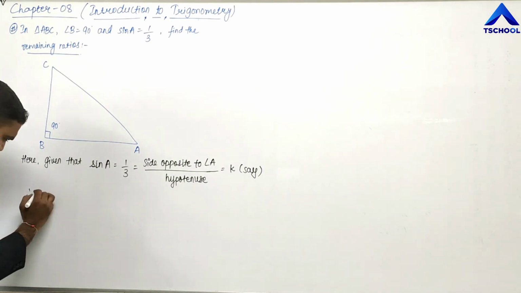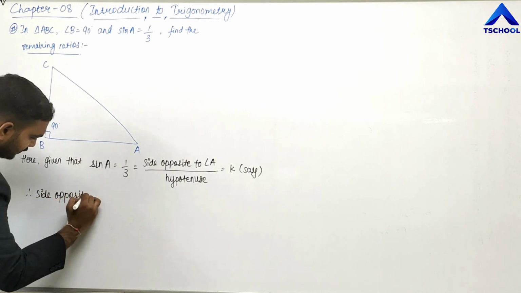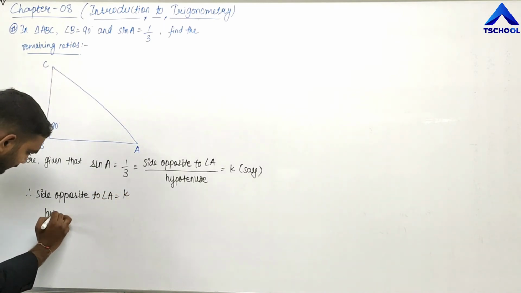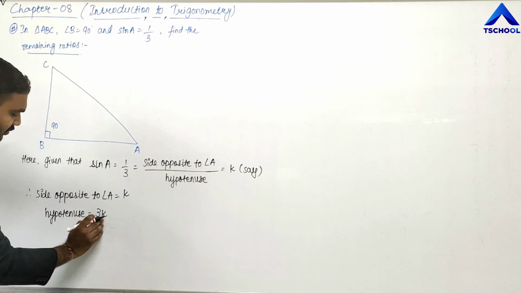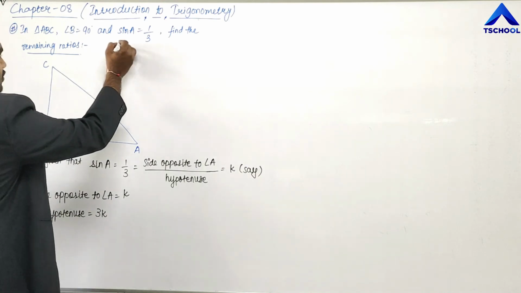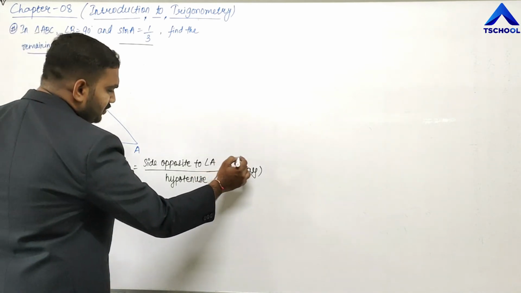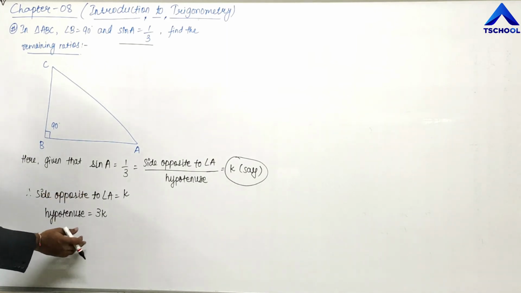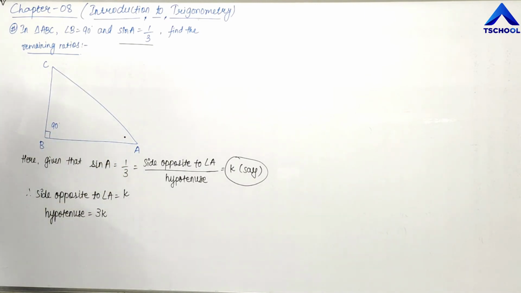Therefore, now we can say that side opposite to angle A is equal to K and hypotenuse is equal to 3K. So friends, whenever you are solving this kind of example, when you are given a ratio, a triangle and you need to find out the remaining ratios, at that time you will always suppose this for taking out the ratio to the proportion. So now we can directly say that side opposite to angle A, this is my angle A here, so side opposite to angle A, BC.